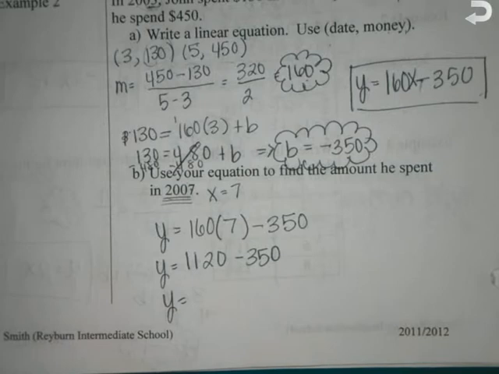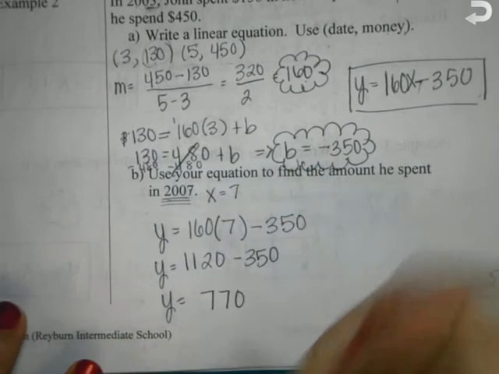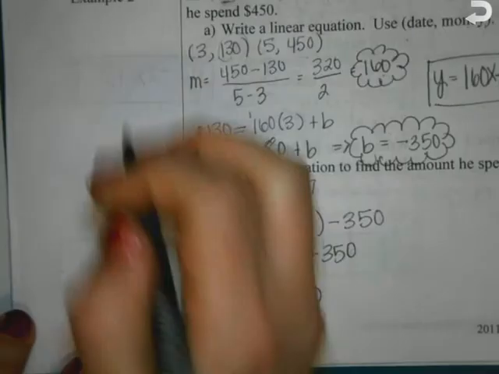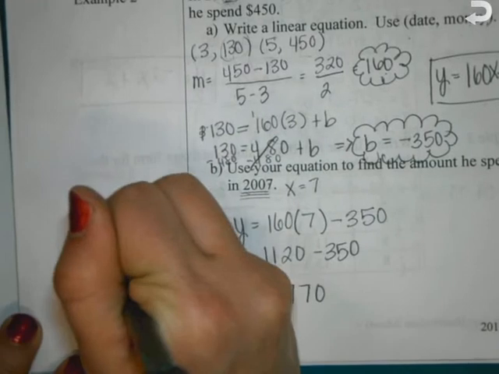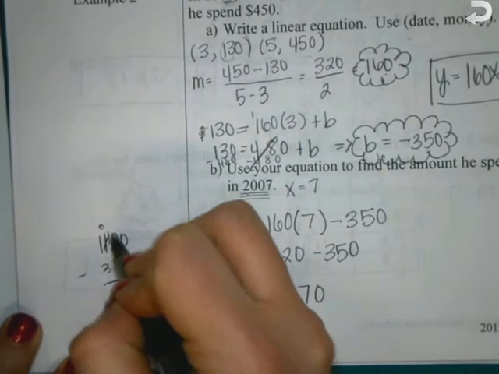730. 770. Let's double check. 1120 minus 350. 0, borrow. 12 minus 5 gives me 7. Have to borrow again. 10 minus 3 gives me 7.